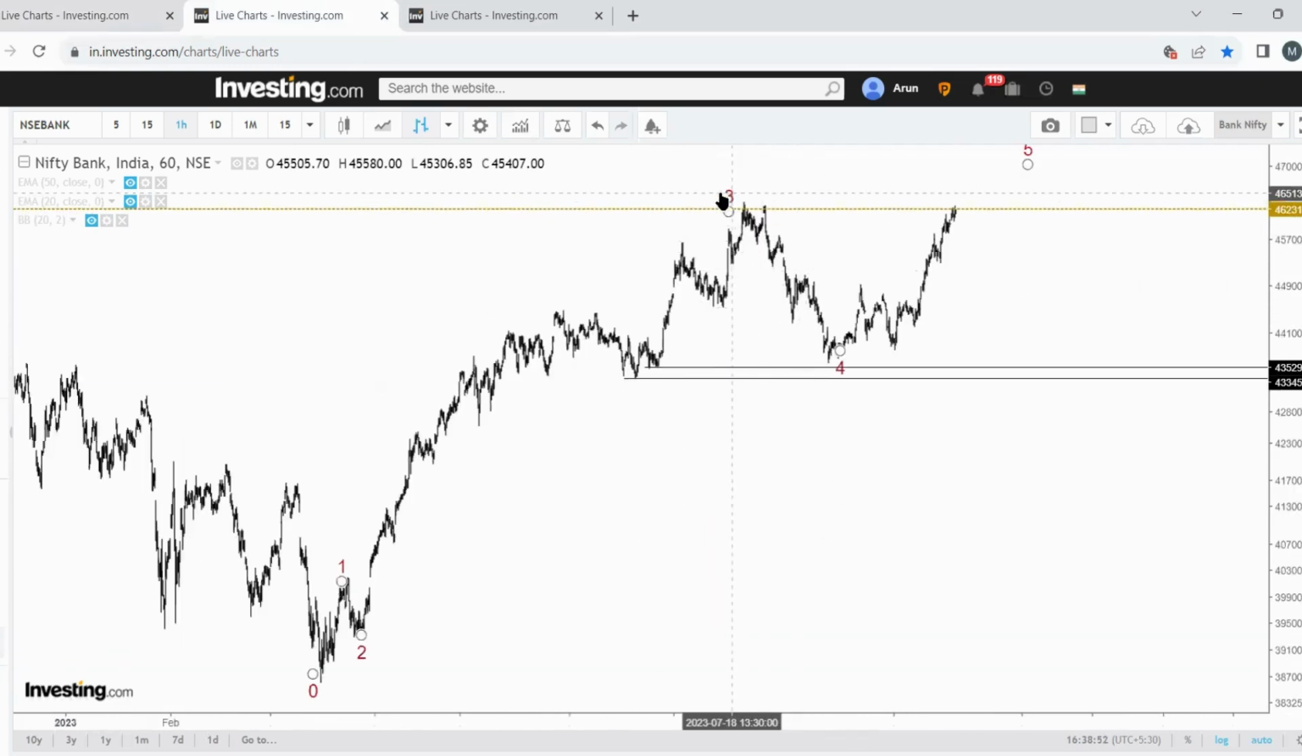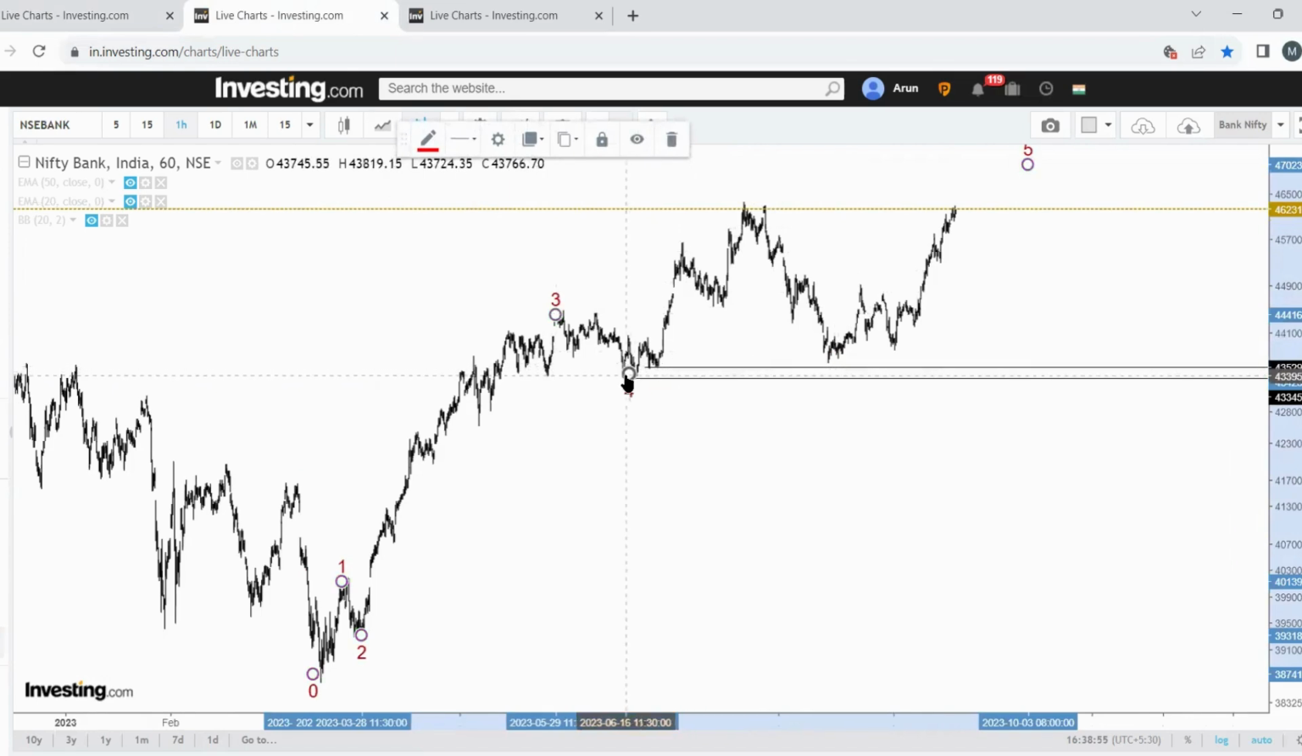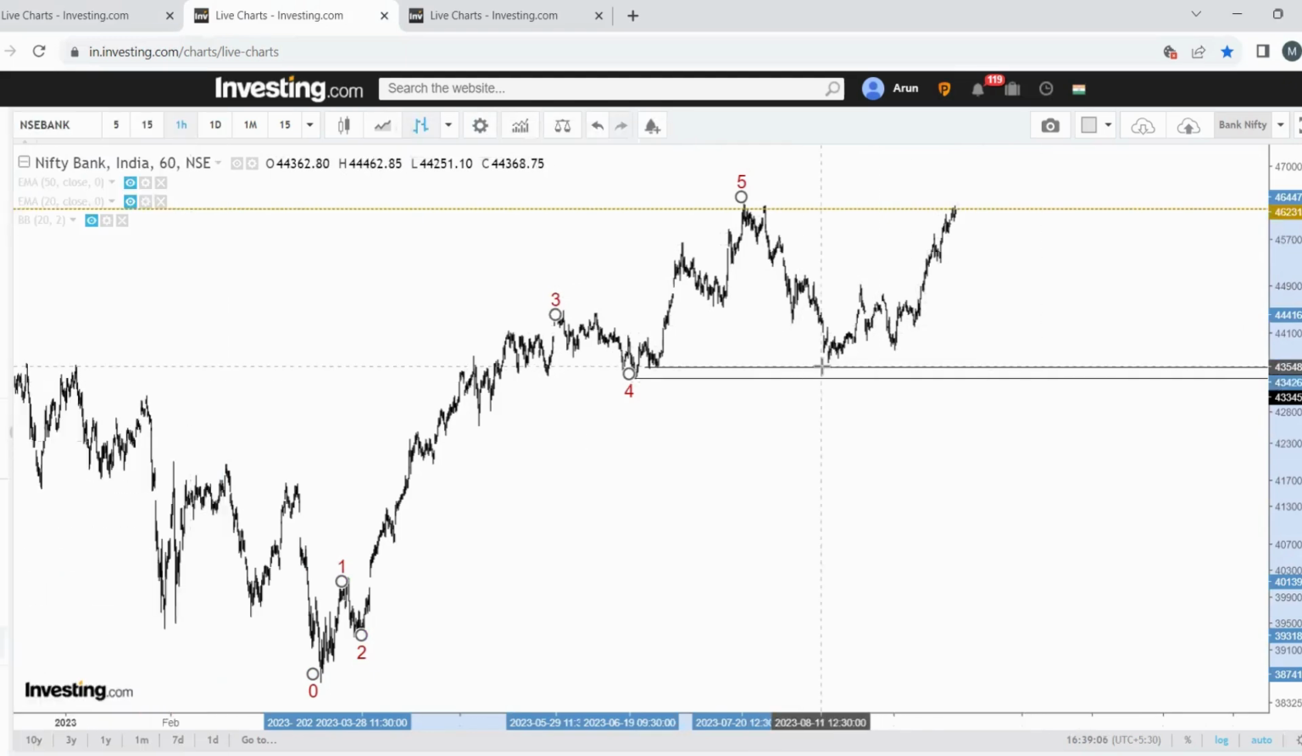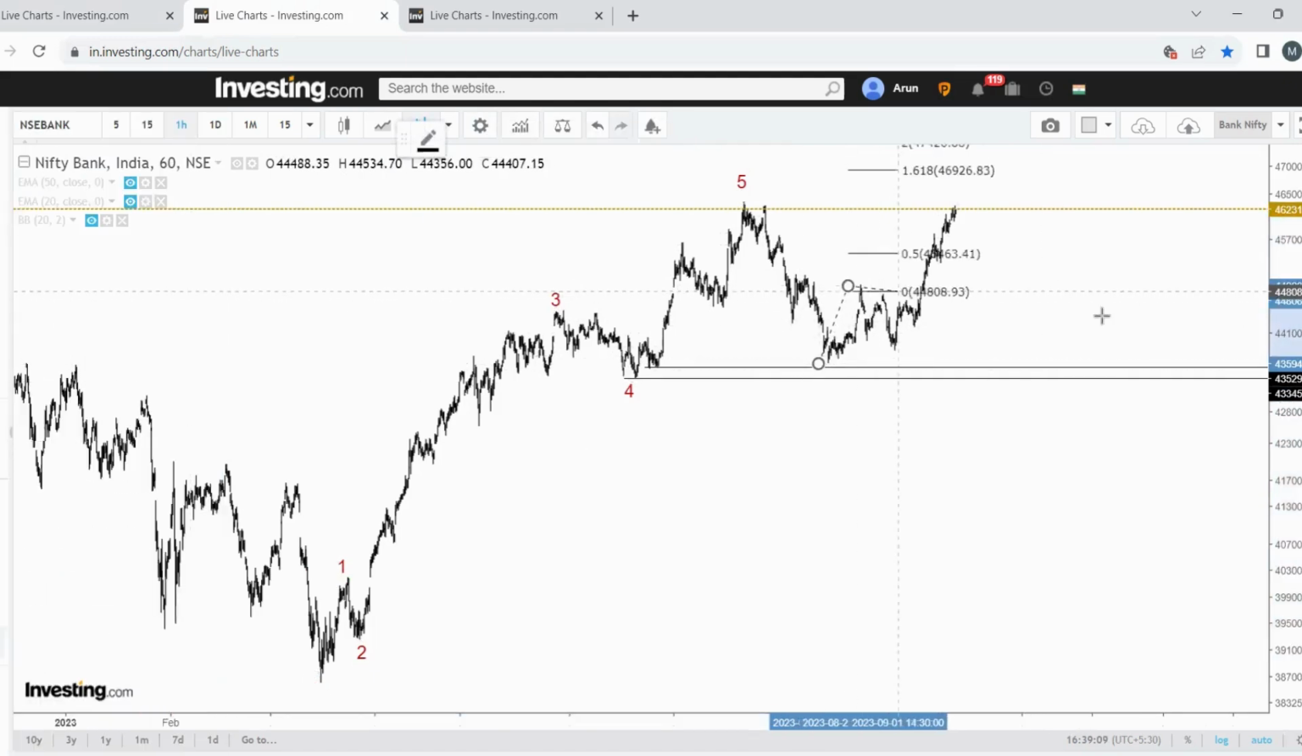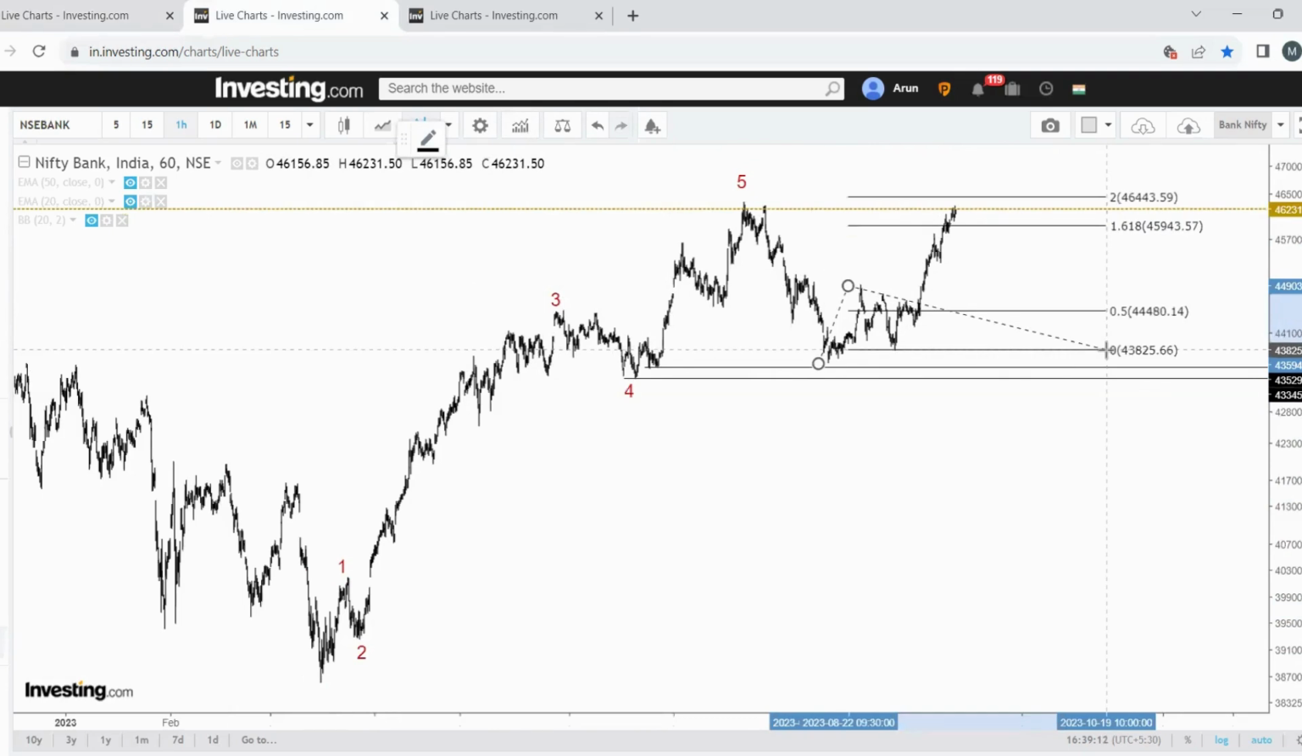Okay, my initial idea is this. So I go with my initial plan. So this is A, that is A, B, C, and here A, B, C. The C wave crossed 1.618, so we are nearing the resistance of 46,440, almost the previous top zone. Okay, so at this level we can expect a resistance zone. If it is ABC, it can fall here.